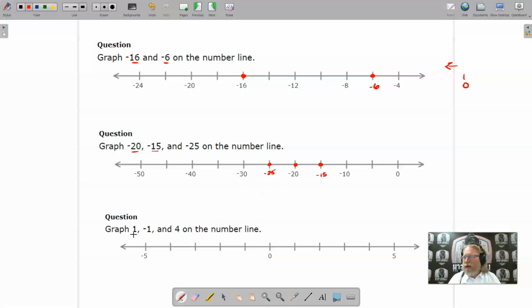On the next one, we have a couple positive numbers, 1 and 4. Well, notice that 0's here and 5's here, so we must be counting by ones. So this would be +1, and this would be +4. And then -1. And we're still counting by ones. The increments are still the same. So -1 is going to be right here.